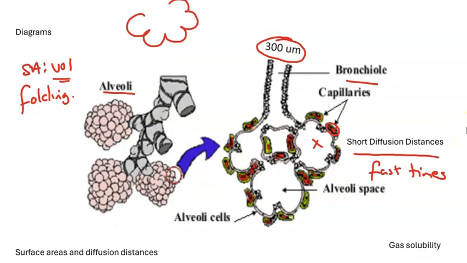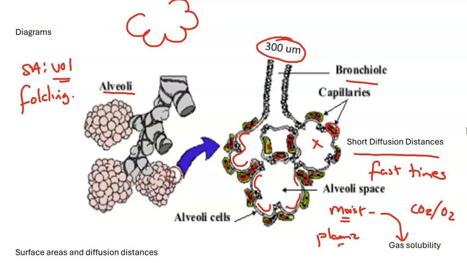Now, the lining of the lung in this region here is known to be moist, and the function of this moisture within the lung is to improve the gas solubility of both carbon dioxide and oxygen. The moisture of the lung is derived from the plasma of blood passing through the lung.